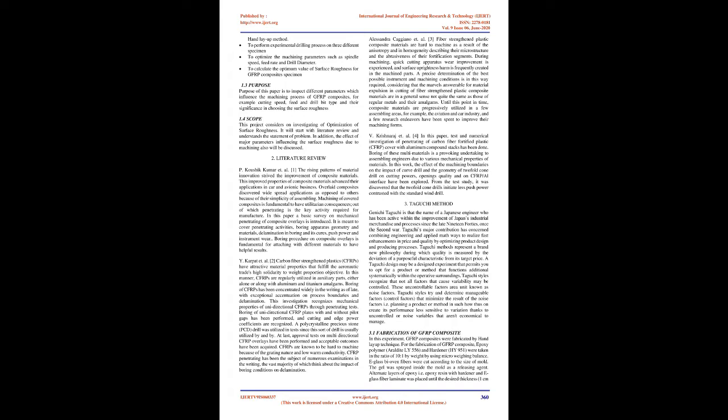The purpose of this paper is to inspect different parameters which influence the machining process of GFRP composites, for example cutting speed, feed, and drill bit type, and their significance in choosing the surface roughness. 1.4 Scope. This project considers investigating the optimization of surface roughness. It will start with a literature review and understanding the statement of the problem. In addition, the effect of major parameters influencing the surface roughness due to machining will also be discussed.